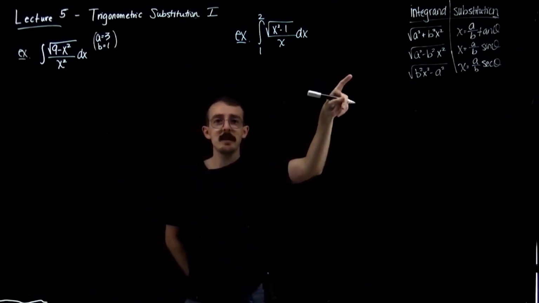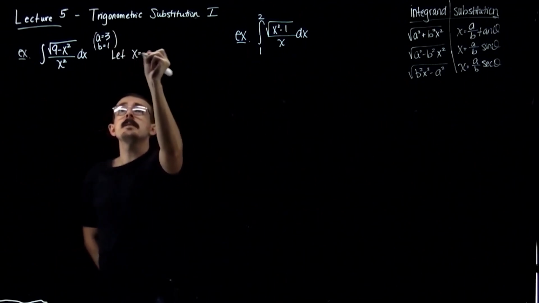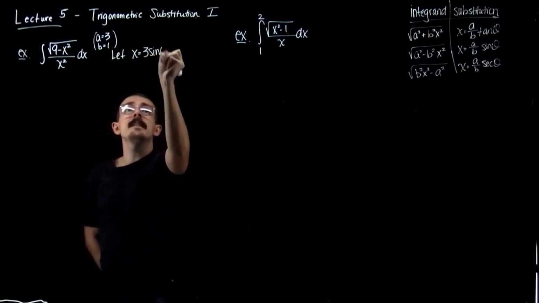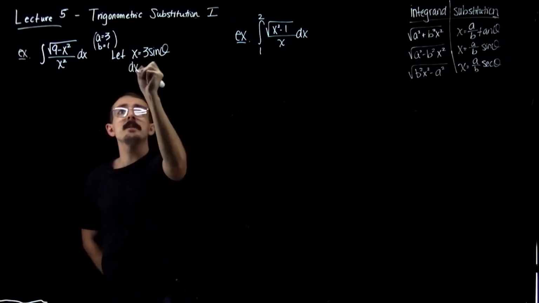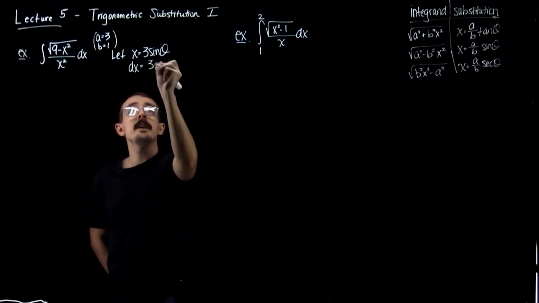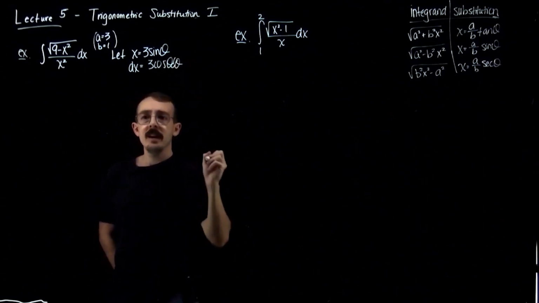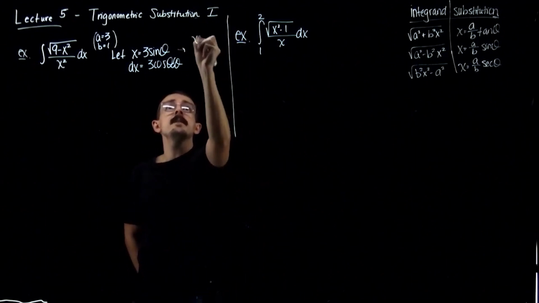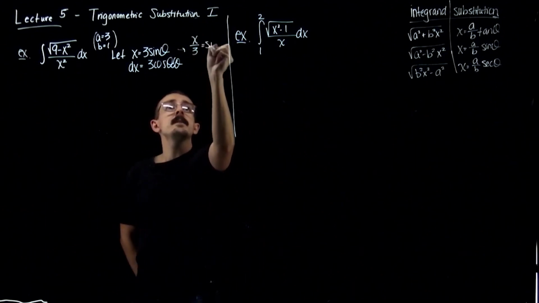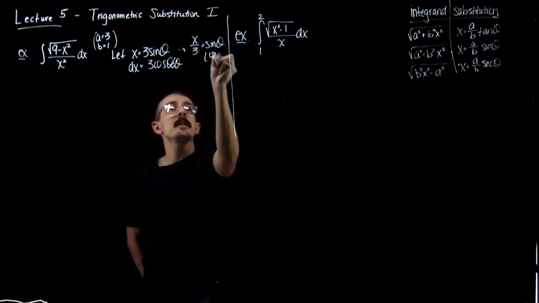So the substitution I'm going to make is going to be x equals 3 sine theta. I'm going to take care of some of the other stuff as well for my substitution. So dx is going to be 3 cosine theta d theta. And then just so I have it ready, what I'm also going to say is that x over 3 is equal to sine theta. And remember that that's opposite over hypotenuse.